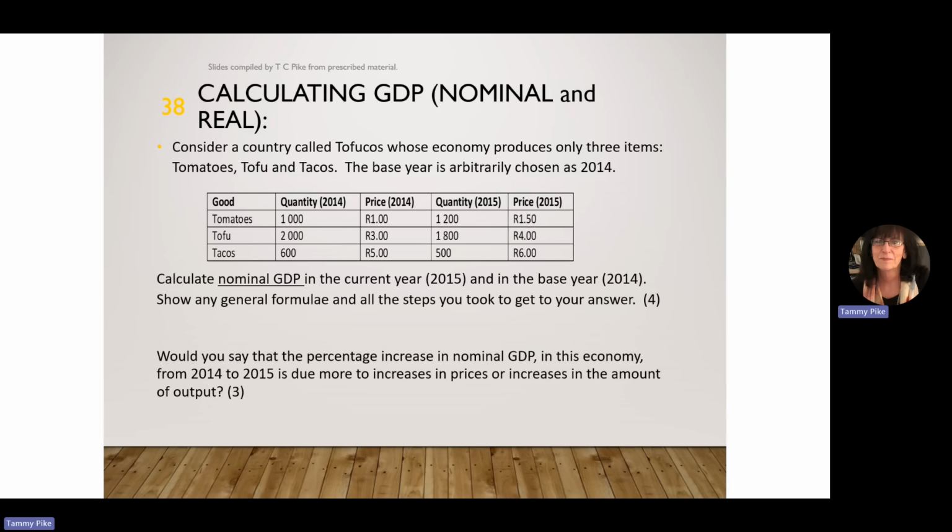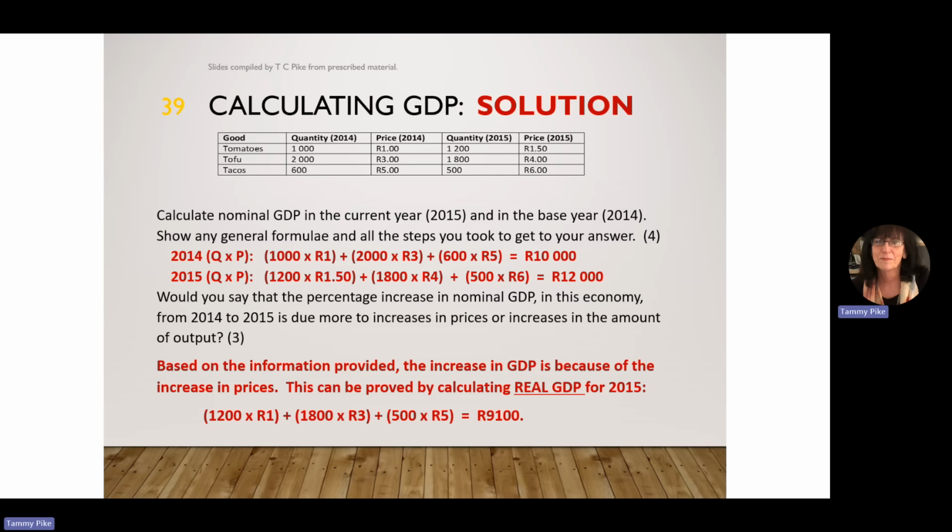And then you go do the same for 2015. So 1,200 times 1 rand 50, 1,800 times 4 rand, and 500 times 6 rand. And then you work it out, and you will have nominal GDP for 2015. Let's show you what that would look like. There you go. 2014, Q times P or P times Q, it doesn't matter which way you put it. And there we have all of our information, 10,000. And there we have 2015, and our total value of production at current prices was 12,000 Rand.